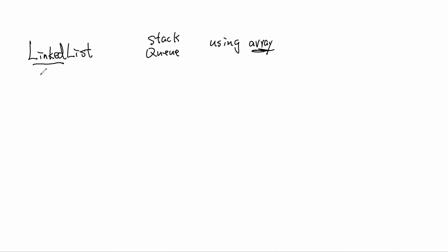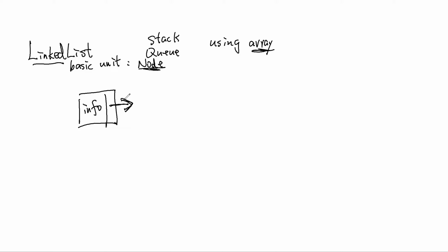Okay, so what is a linked list? The concept is that the basic unit in a linked list is called a node. So what is a node? Visually, you can view it something like this. This is a node, and it has an information part, and it has a reference pointer to the next node.